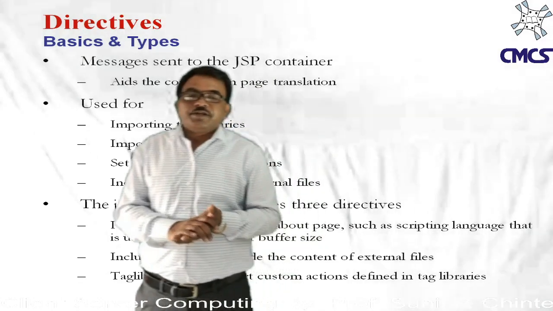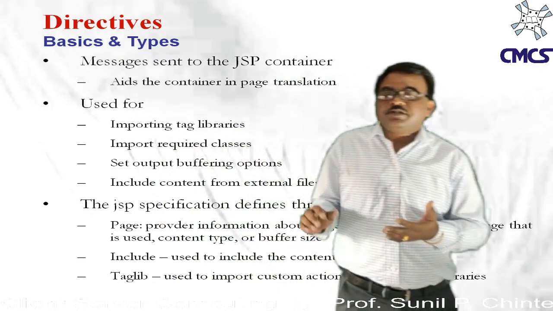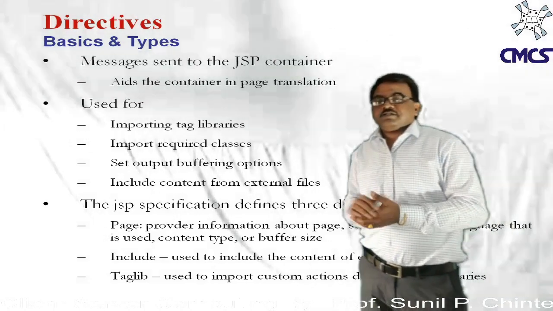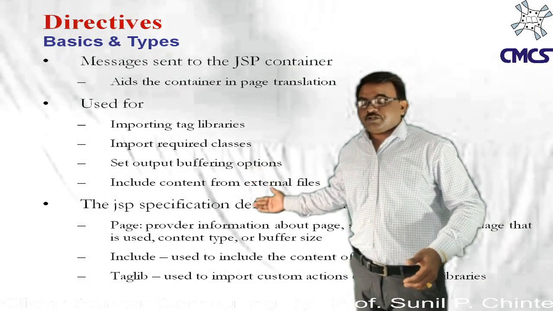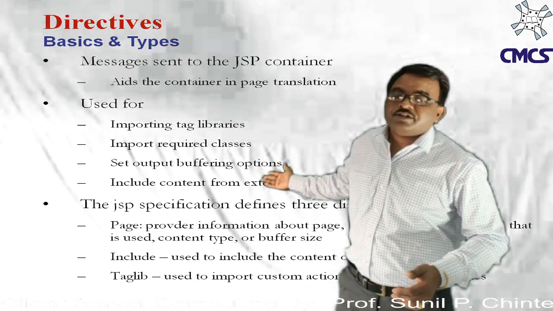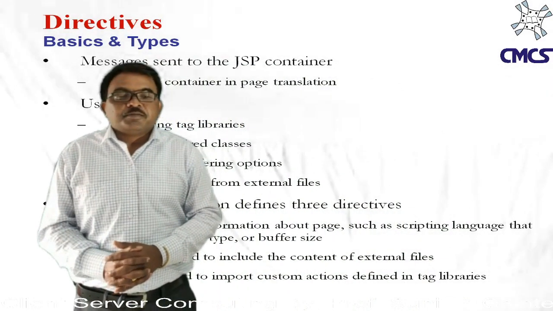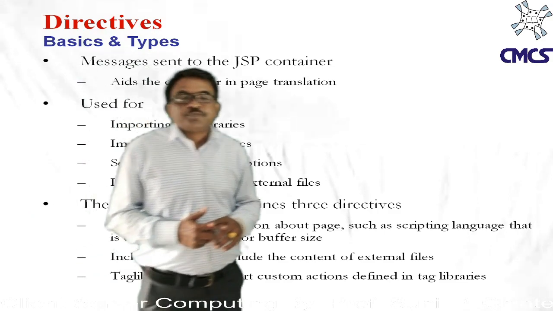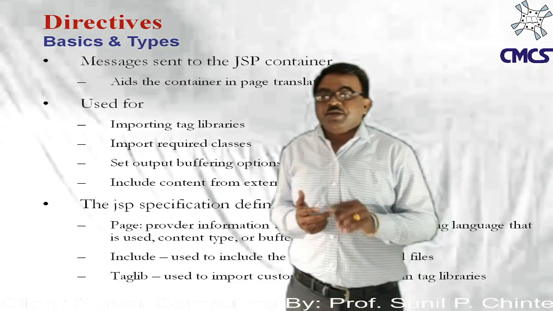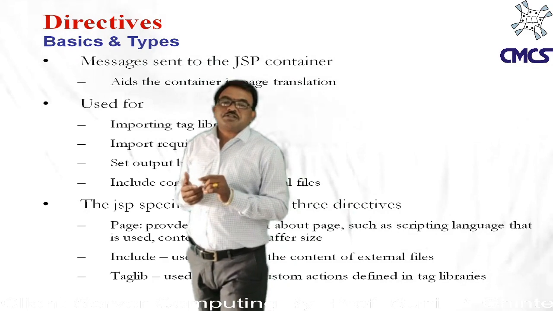So these are some uses of directives. The JSP specification defines three directives: the page directive, the include directive, and the tag library directive. Okay, so these are the three different directives. The page directive provides information about the page, such as the scripting language that is used, the content types, or the buffer size. Okay, page directive provides the information about the page.